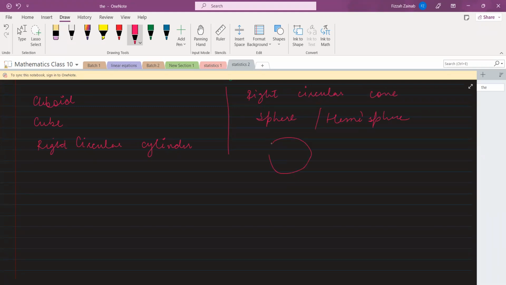So shell means nothing but that you have two radii. Basically, one is the outer radius, one is the inner radius. So if you subtract the area, you get this area, right? Or if you subtract the volume, you get the volume of this shell. So it's nothing new. You have to use the sphere formula here. Okay.